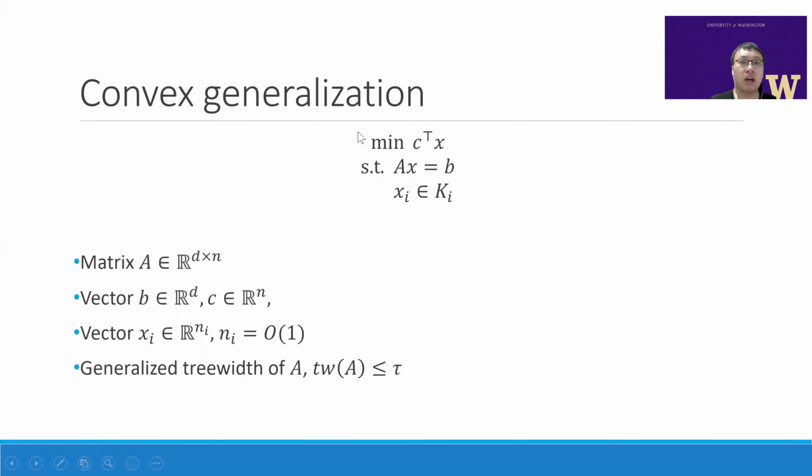We also extend our result to the following convex generalization. Here, solution X is a concatenation of vectors xi, which we call blocks. And each block xi has dimension ni, which we assume to be constant. And here, instead of letting each coordinate of X lie inside some interval, we require each block of X lies inside some convex set Ki.